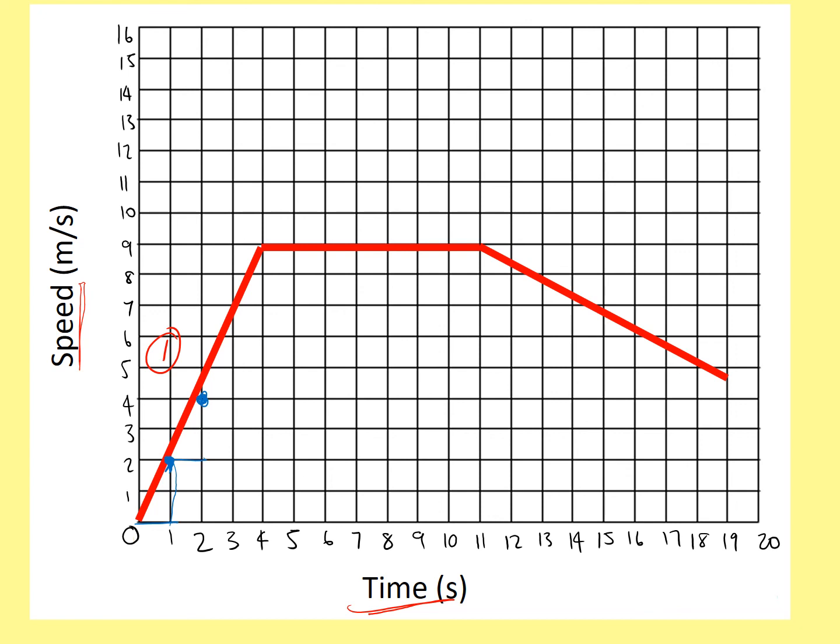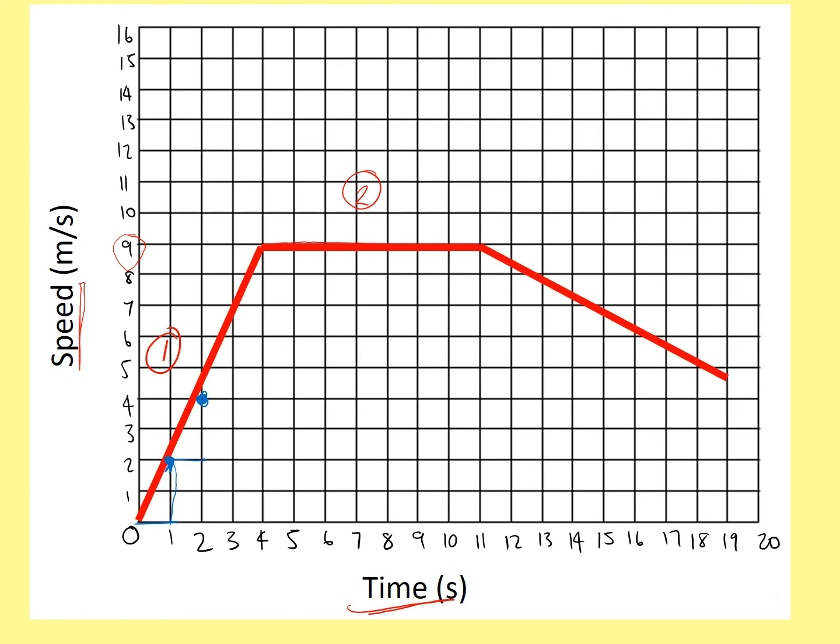Now section 2. Section 2 is a flat line on a speed time graph. I can see that this object is moving at 9 meters per second for all of this time. It's moving at a constant speed of 9 meters per second, and therefore there is no resultant force acting.